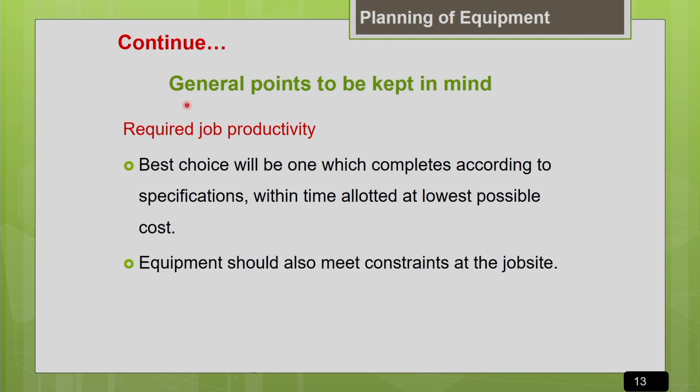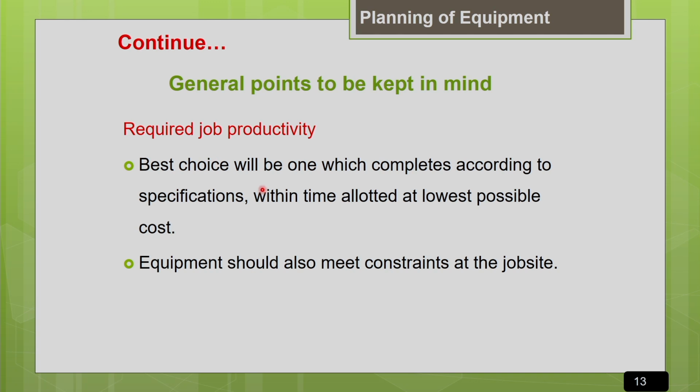So the best choice of equipment will be the one which will complete the work according to your contract specifications, within the time allotted in the contract, at the lowest possible cost. So that equipment you have to select. Your contract specification is going to be a guideline for the selection of equipment, because that will tell you your project time schedule, the time allotted for every activity, and the budget allocated. You can get the detail only from the contract specifications.